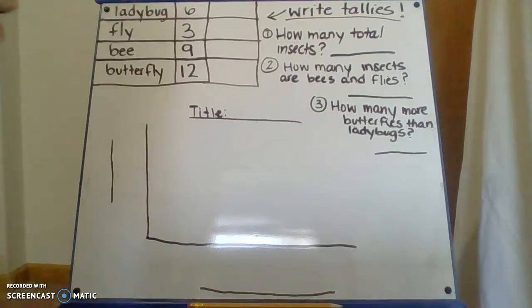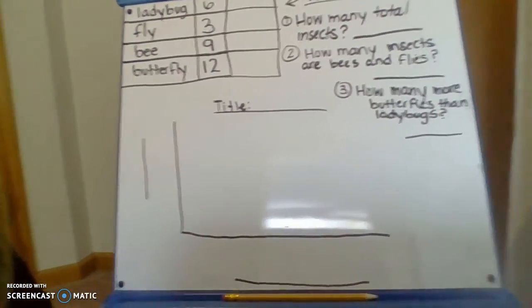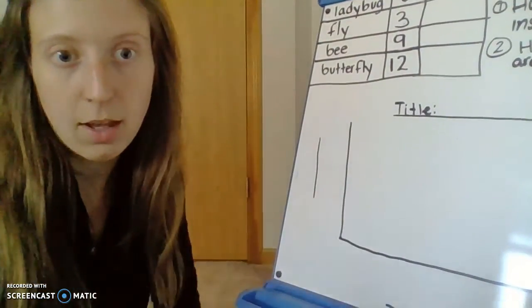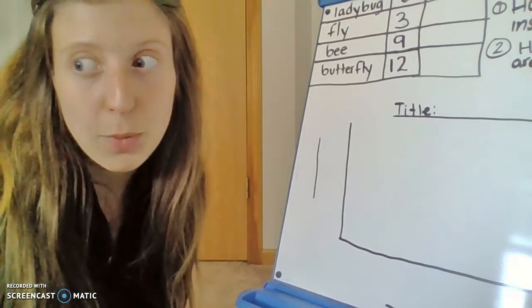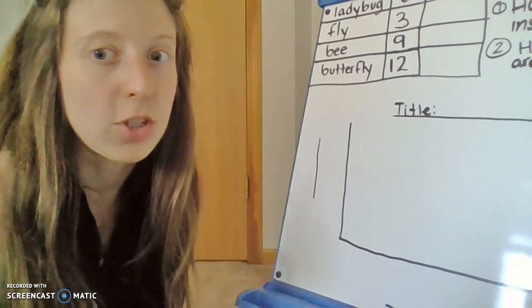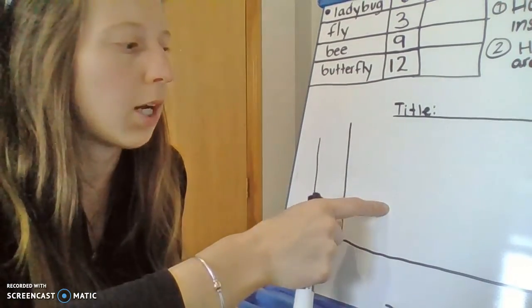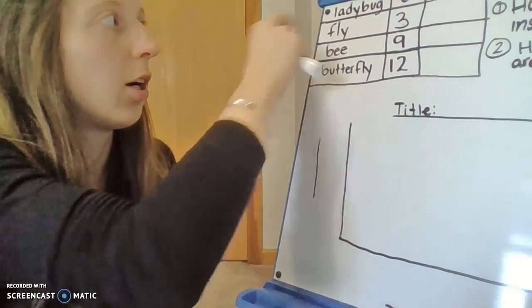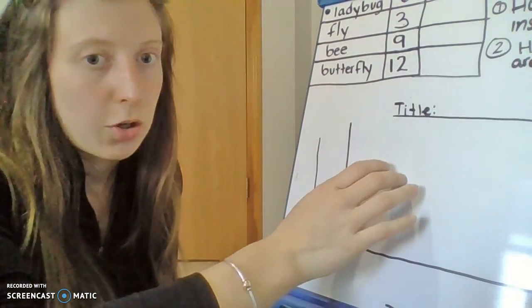And this can also be something that you can make up. So maybe you want to count how many dolls you have at home and you can graph that. Show me your work. I want to see it. This is fun. Remember, a picture graph has pictures. So I expect there to be pictures of your butterfly, your bee, your fly, and your ladybug in your graph.